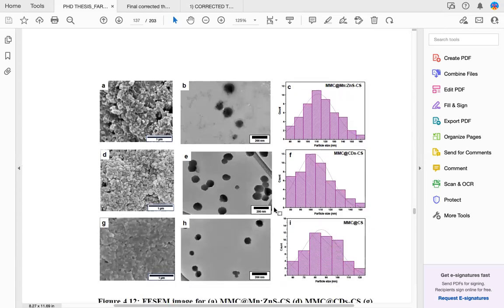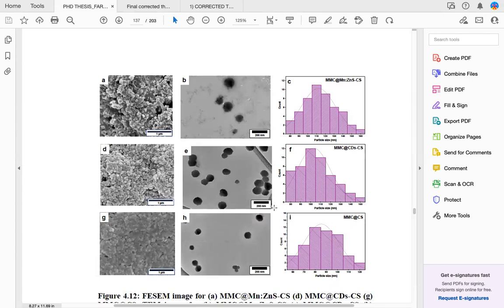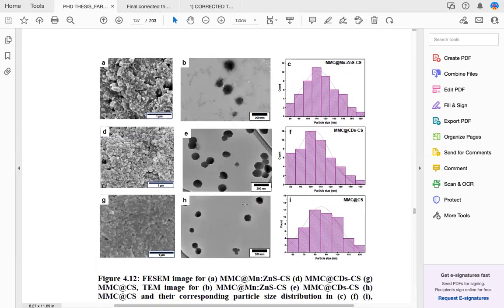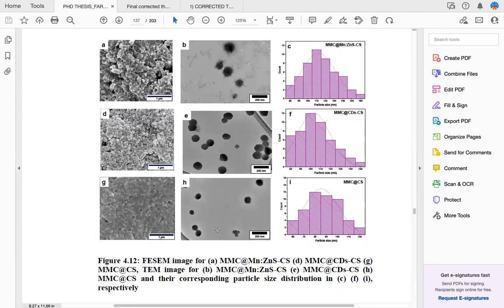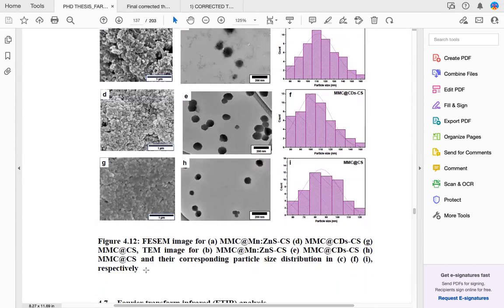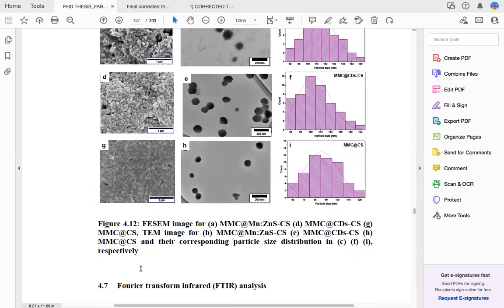Okay, so same goes with HRTEM. Since she mentioned she used the same magnification, it's okay. You don't have to put the magnification, but the scale should be there. Yeah, the scale should be there. And sometimes there is another parameter that you put for FESEM or HRTEM, I think it's the power. I don't have it here.